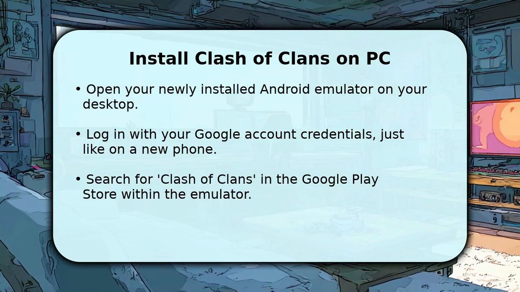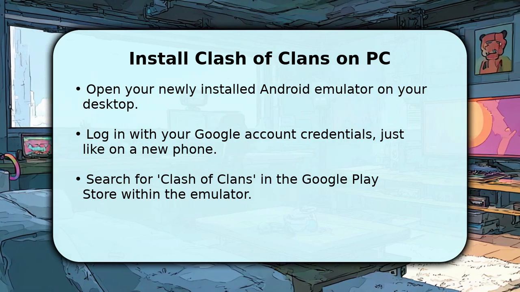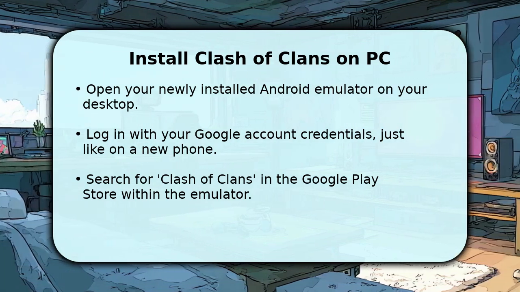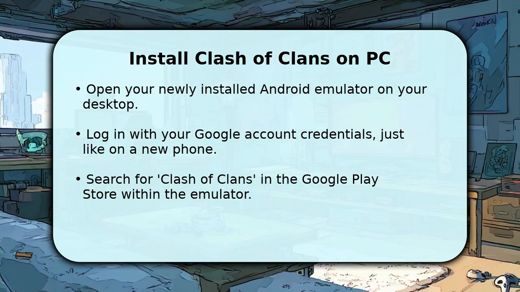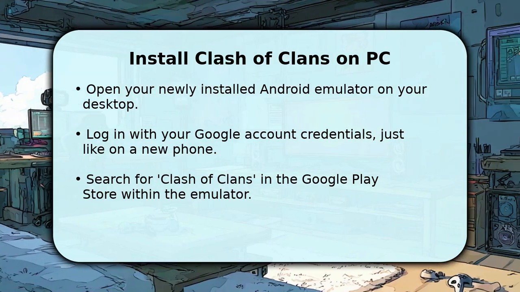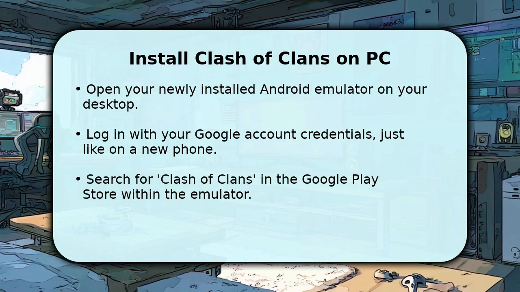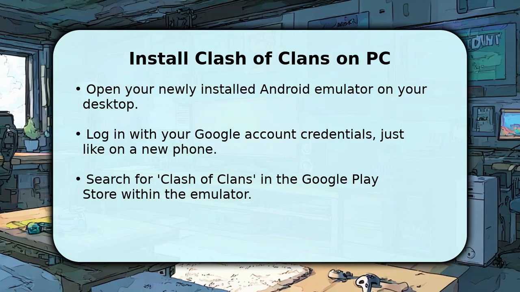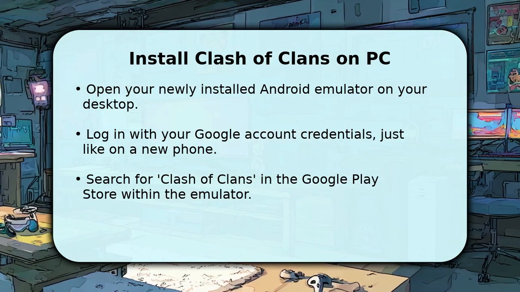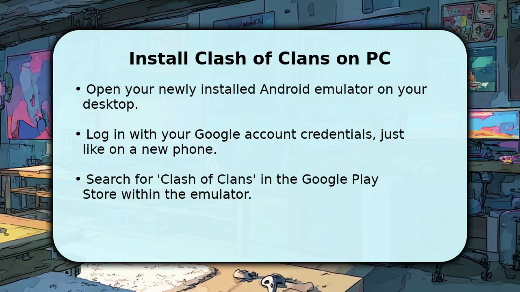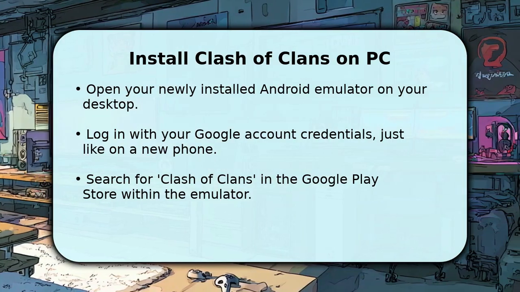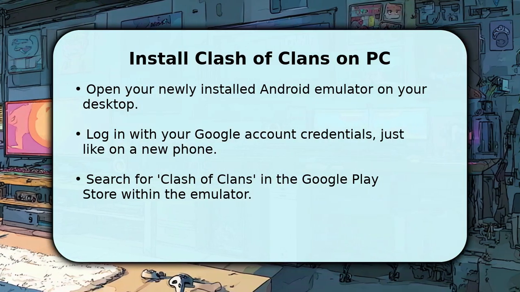With your emulator successfully installed, open it to find a familiar Android interface. You will need to sign in with your Google account, which is a standard procedure for accessing the Play Store. Once logged in, navigate to the Play Store icon within the emulator, just as you would on a physical Android device. Use the search bar to find Clash of Clans, then simply click Install to begin downloading the game. The installation usually finishes within a couple of minutes.